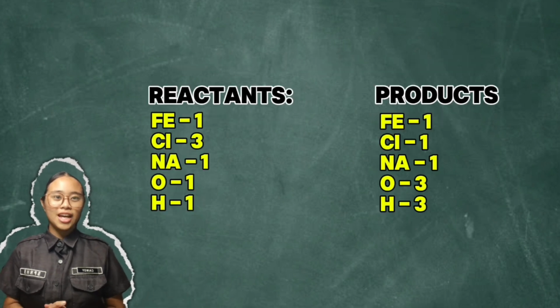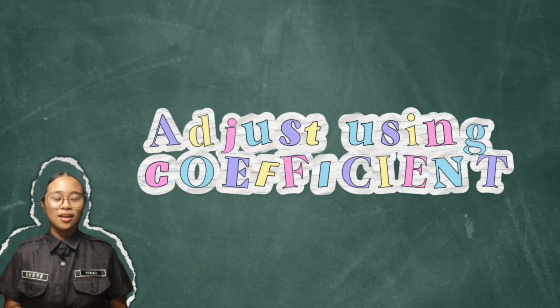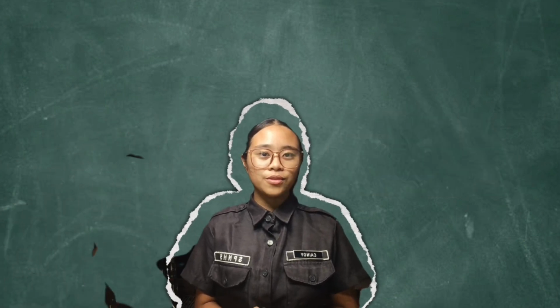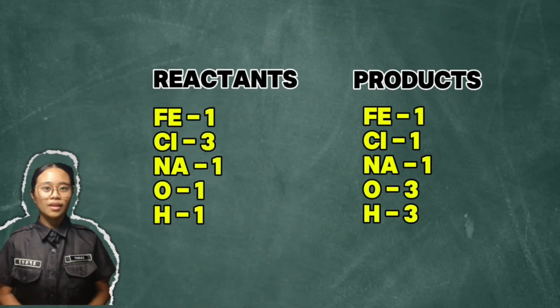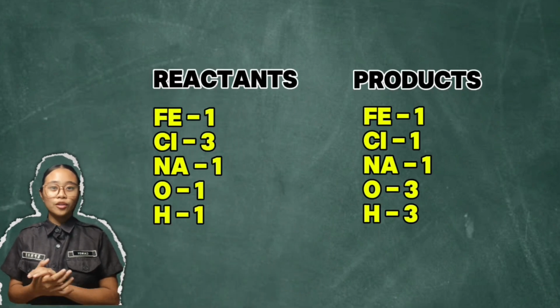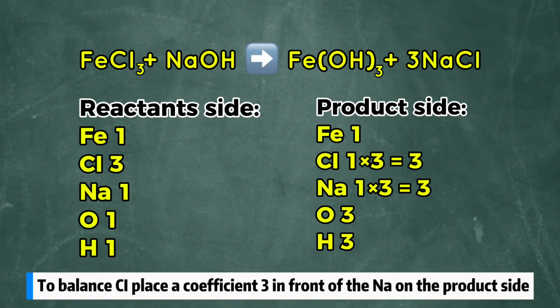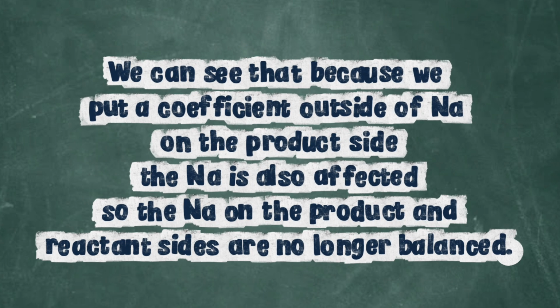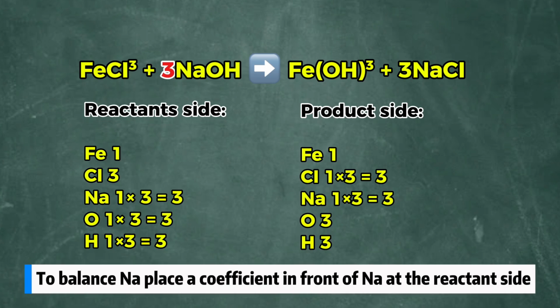After we identify the atoms of each element, let's adjust using coefficients until the number of atoms for each element is equal on both sides of the equation. As we can see, our chlorine, oxygen, and hydrogen are imbalanced. To balance the Cl, place a coefficient of 3 in front of NaCl on the product side. After putting a coefficient outside of NaCl on the product side, the Na is also affected. Now, to balance Na, place a coefficient of 3 in front of NaOH on the reactant side.